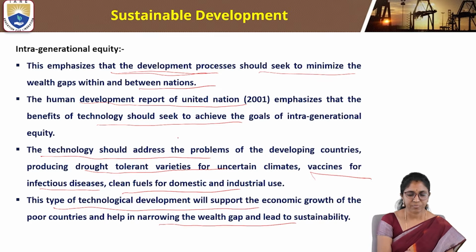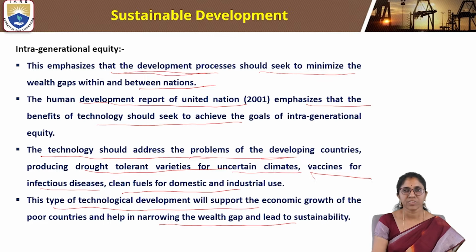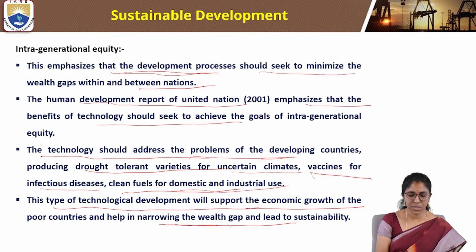So here the benefits of technology should seek to achieve the goals of equity. The technology should address the problems of the developing countries, producing drought-tolerant varieties for certain climates. And we should produce vaccines for infectious diseases, clean fuels for domestic and industrial use. This type of technological development will support the economic growth of the countries, help in narrowing the wealth gap and lead to sustainability.